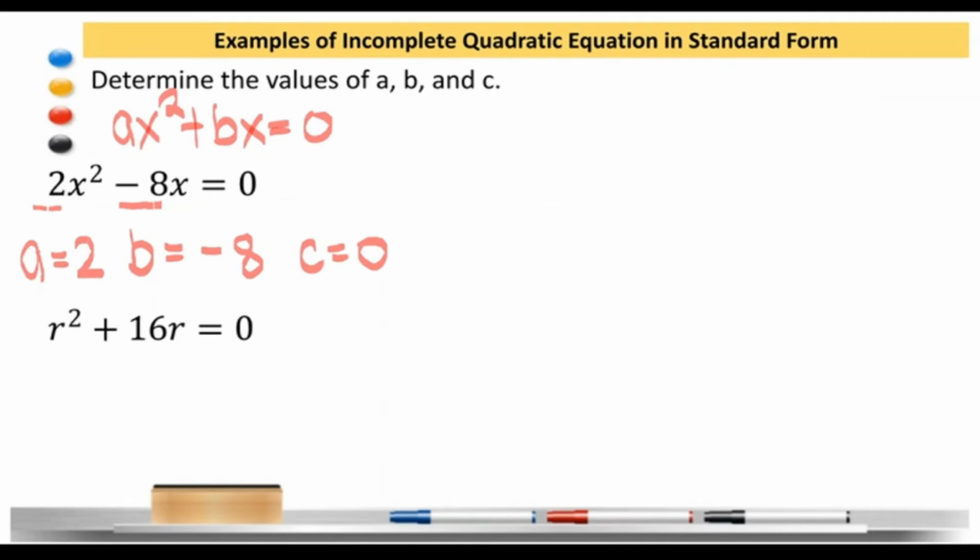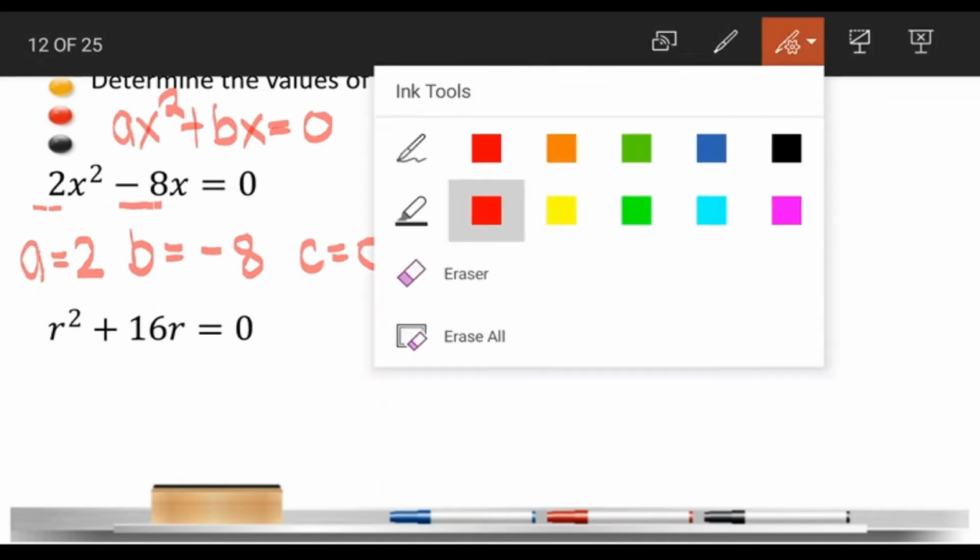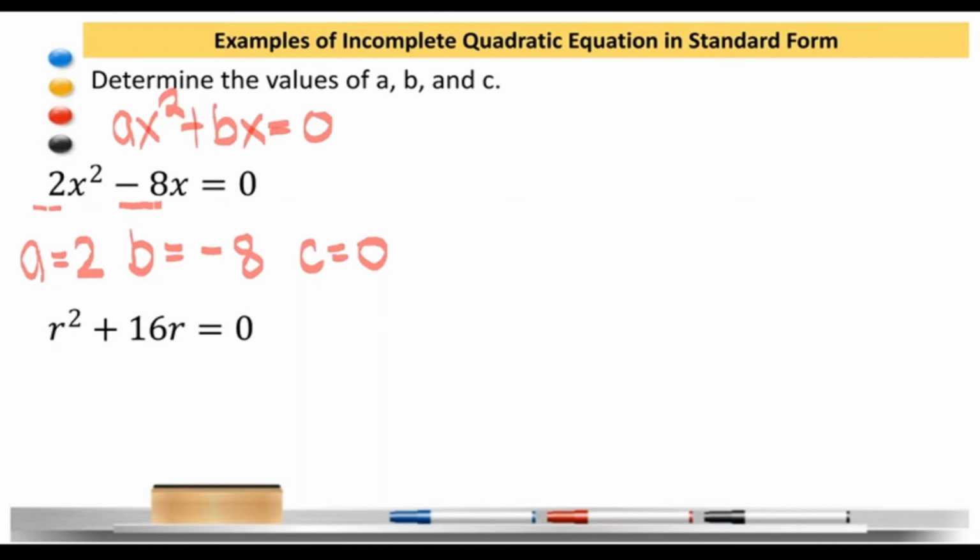Example number 2. We have r squared plus 16r is equal to 0. The value of a here is equal to 1. Remember, there is an invisible 1 here. And the value of b is equal to positive 16. C is equal to 0.